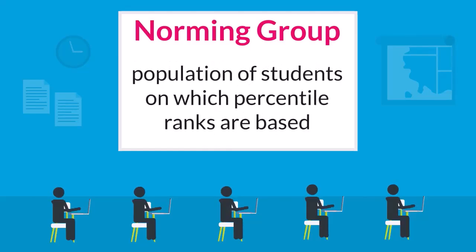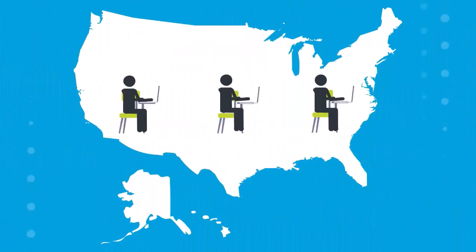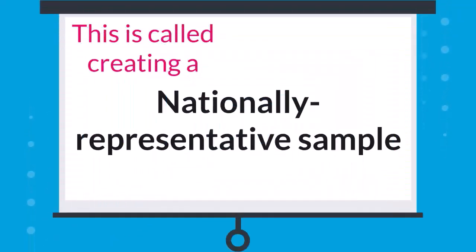The norming group is the population of students on which the percentile ranks are based. In the case of Edmentum, research scientists conducted a norming study where the national population of test takers is balanced so that it is representative of the nation as a whole. This is called creating a nationally representative sample.